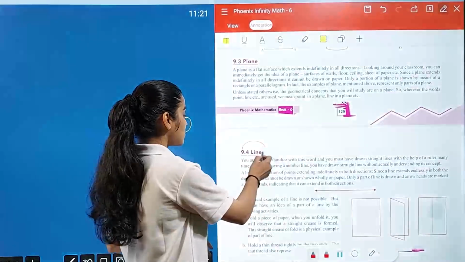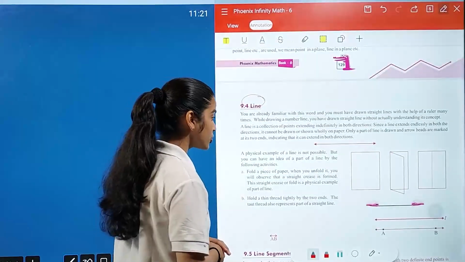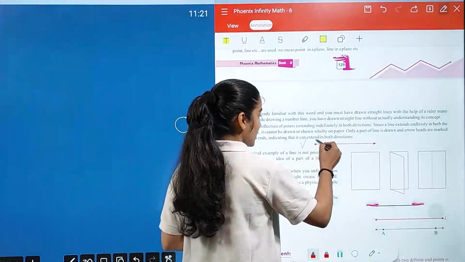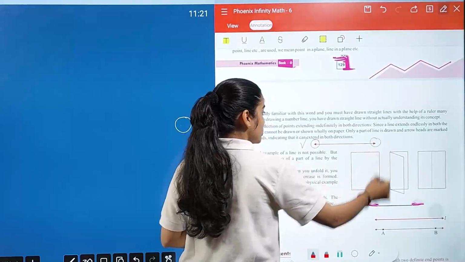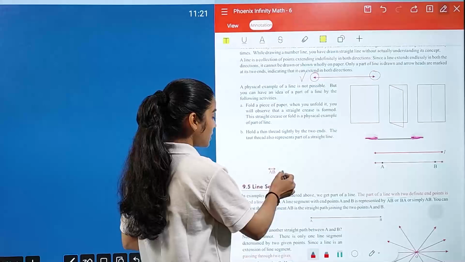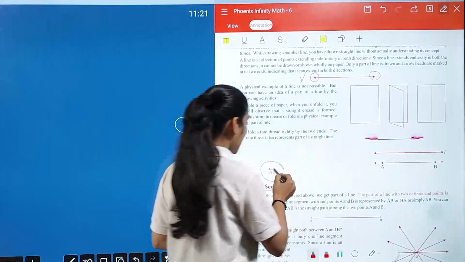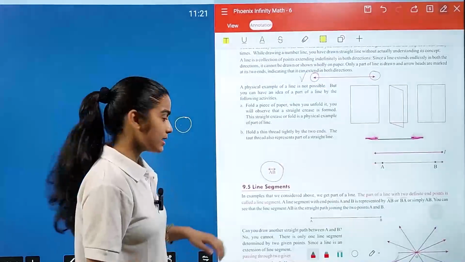Now we have line. A line is a collection of points extending indefinitely in both directions. This is your line, and we have two arrows on the line, which show we can extend it in both directions indefinitely. We represent a line by labeling it A and B, with arrows on both sides.